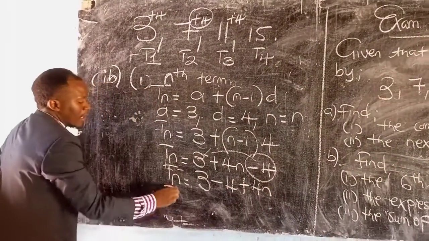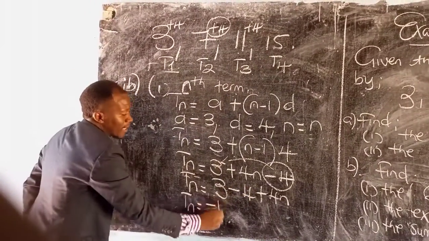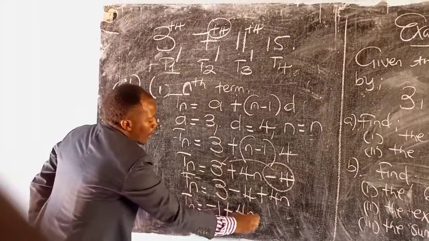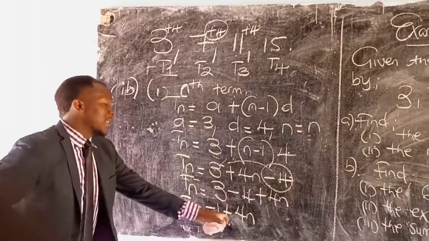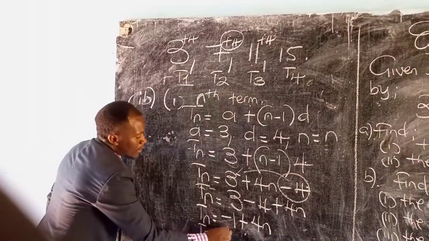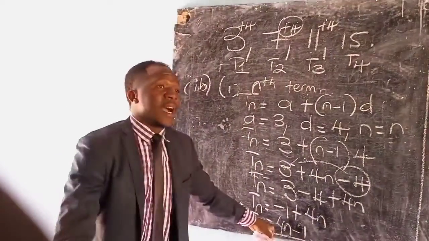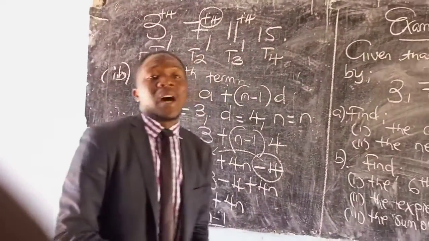Then nth term equals 3 minus 4, which is going to give us negative 1 plus 4n. We could possibly end there or rearrange where we could say nth term equals 4n minus 1, like that. So that's our correct answer.